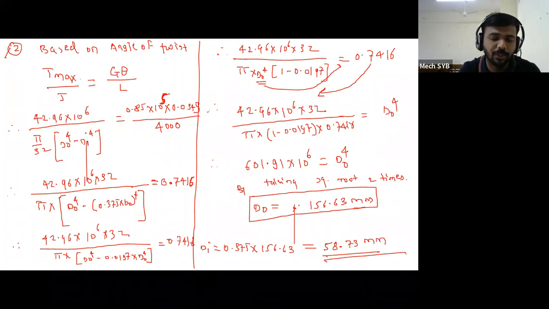Therefore DO is equal to, once again, DO is equal to 156.63, whatever answer you got by using the angle of twist, that you have to write as the DO value, and DI is equal to 58.73 or 58.72, 58.74, whatever you have obtained. But whatever values are obtained from the angle of twist calculation, those diameter values are maximum as compared to the shear stress value. So the diameter values obtained using the angle of twist, that we are considering for the designing of the shaft.